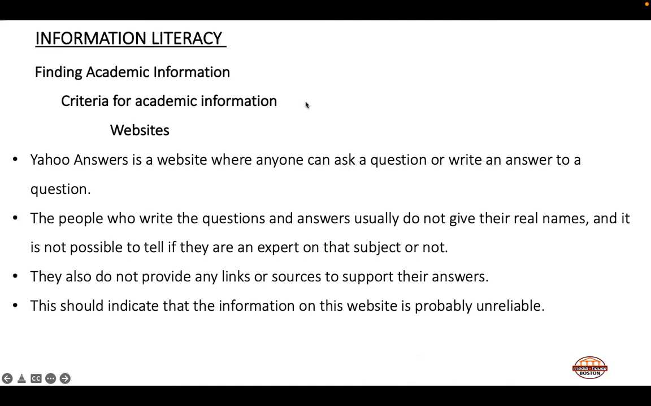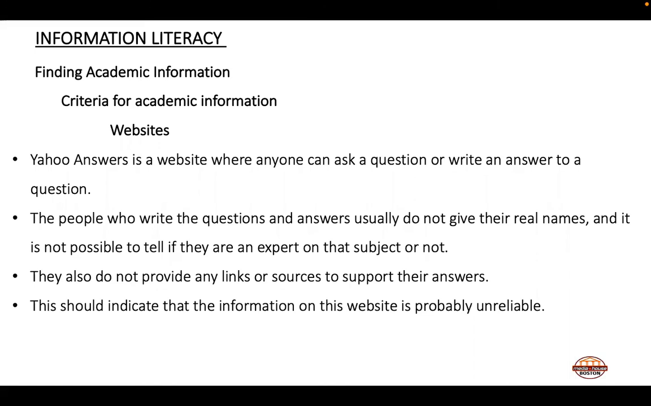So it's a website where anyone can ask a question or write an answer to the question. So basically, you're just asking the public for advice or information about a particular question, okay? They don't necessarily need to be experts in their field. It can be some Amanda from Santon, okay? And they don't actually need to give any real information. It can be anonymous as well. So we cannot ascertain if these people are experts, okay?